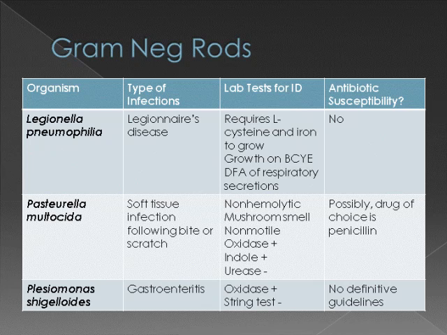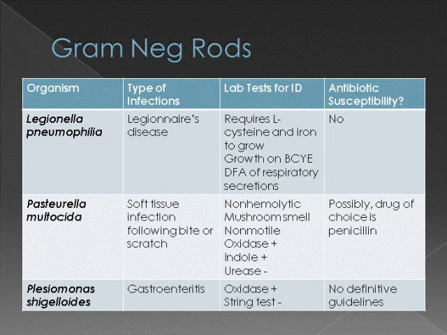Next, we have Legionella pneumophila. This is a causative agent of Legionnaires' disease. It requires L-cysteine and iron to grow. It likes to grow on BCYE agar. And we can do direct fluorescent antigen testing of the respiratory secretions. Susceptibility usually is not needed for Legionella.